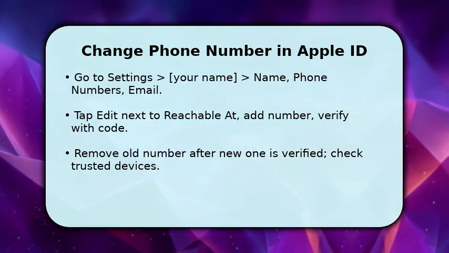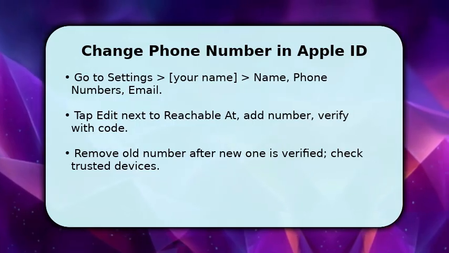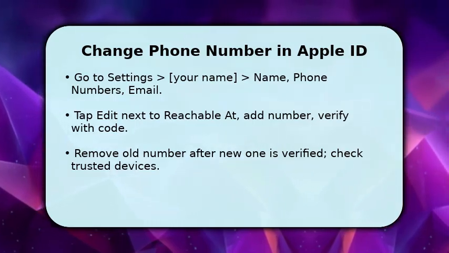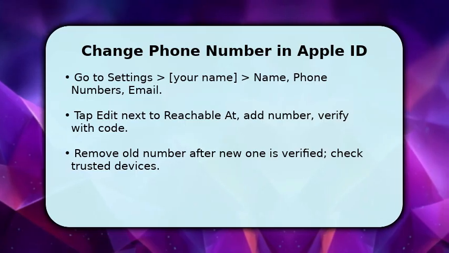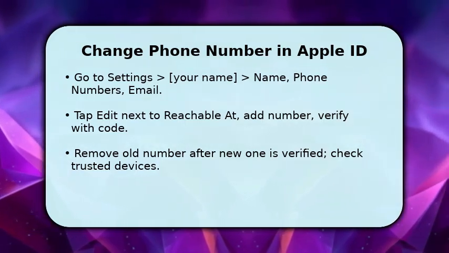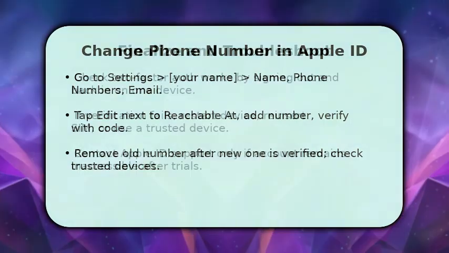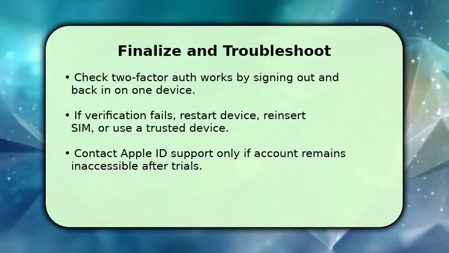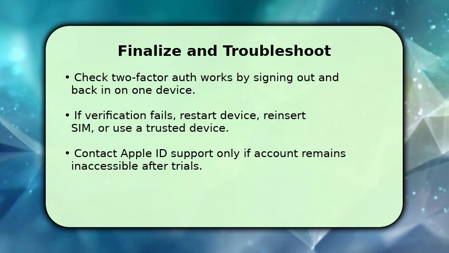Once verification succeeds, remove the old number if you no longer need it. Make sure at least one trusted number remains, so two-factor authentication keeps working. You finish by confirming two-factor authentication with the new number. Sign out of iCloud on one non-essential device and sign back in, using the new number for codes.